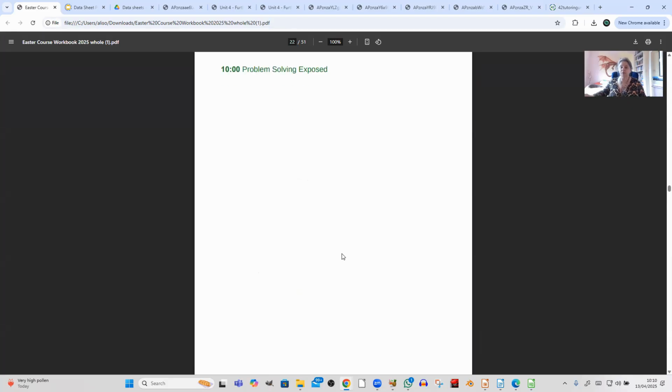We are now on problem solving exposed. Okay, now I've got various problems which I am intending to take you through to solve and illustrate this problem solving exposed method. The idea is that by the end of this method, along with the ninja question analysis, you ought to be able to solve anything.